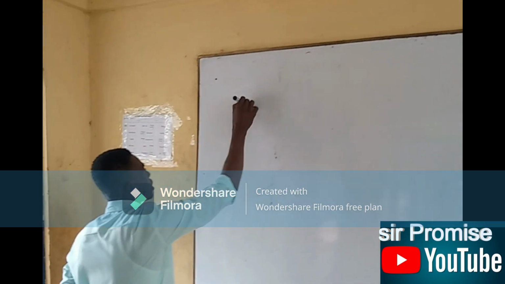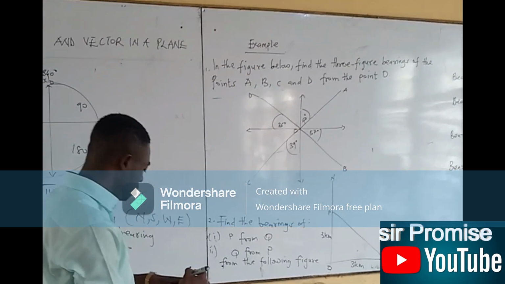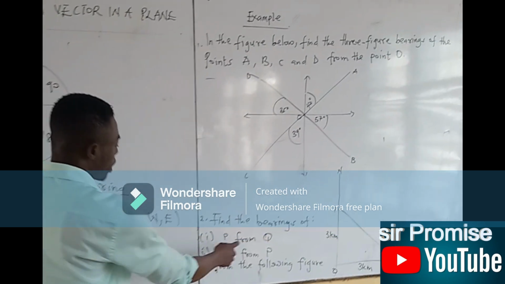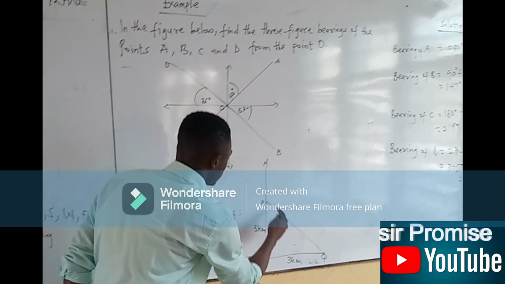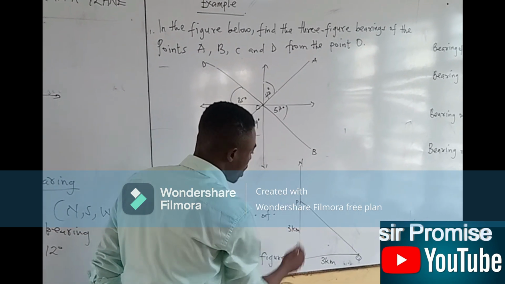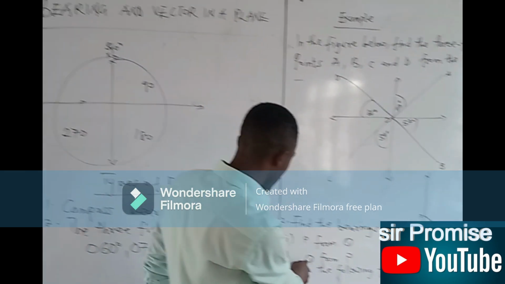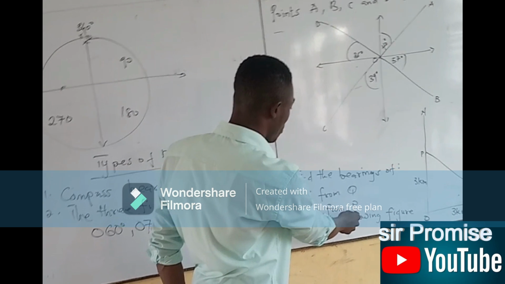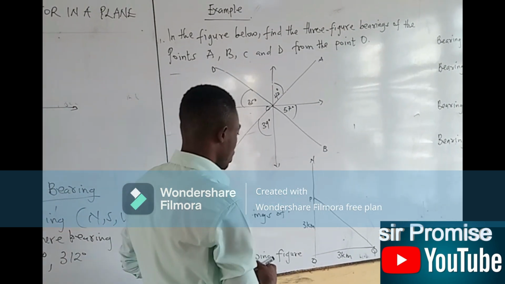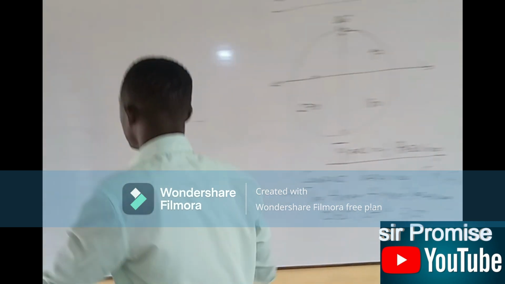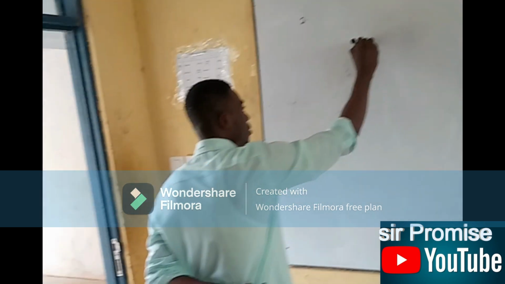So let's take question 2 that we have here. It says find the bearing of P from Q. So from Q means that the journey starts from Q. So from Q to P. So what is the bearing from Q to P? And the second one, we are saying what is the bearing from P to Q? From this P to Q. So in a way round, you can redraw it so that you will not be deceived.